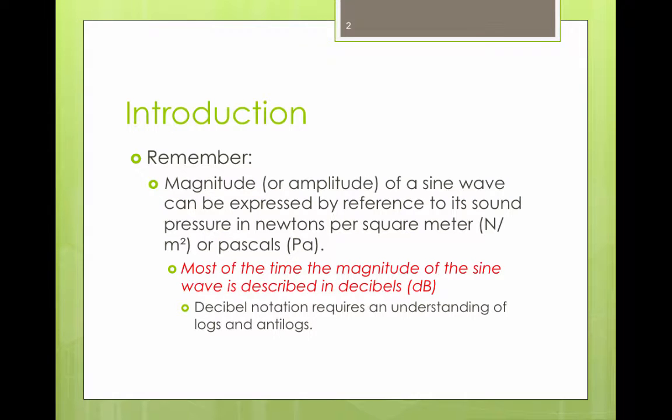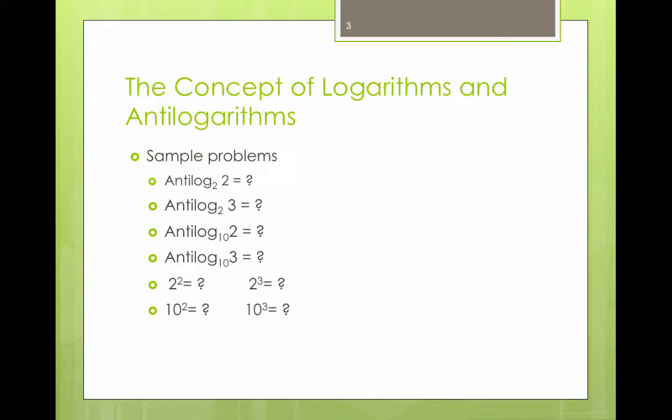So, scales of measurement. Remember, the magnitude or the amplitude of a sine wave can be expressed by reference to its sound pressure in newtons per square meter, also known as pascals. Most of the time, the magnitude of the sine wave is described in decibels, and decibel notation requires an understanding of logs and antilogs. Antilogs are pretty basic to understand.